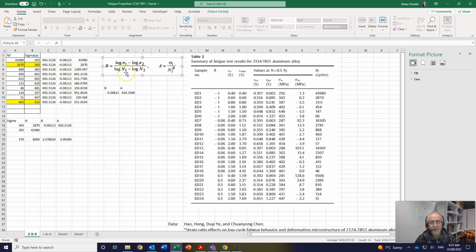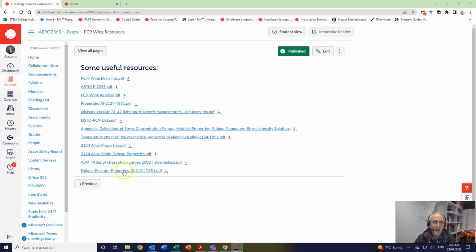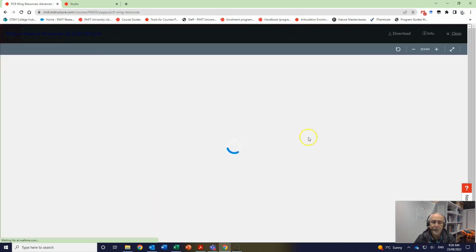Again, it is simply that we have got two unknowns, and you can write down the equation of sigma equals A times NF to the power of B for two cases, sigma 1, sigma 2, N1, N2, and then solve for A and B. So this is the equation, and if you use these 2 points, we will get A as 624 and B as minus 0.068.